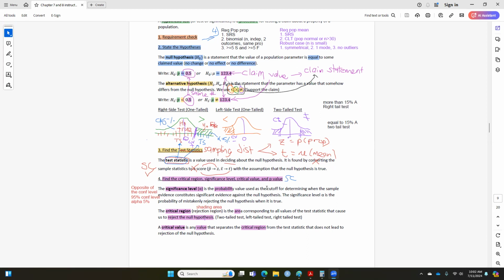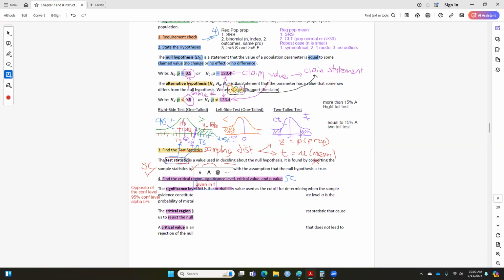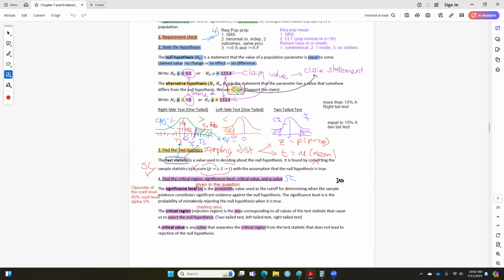Usually the significance level is what we call the confidence level. You do not need to find it. Usually the significance level alpha is given in the question. Critical region is just an area, so this one you also do not need to find. Usually that's the shaded region that you see every time you draw the left tail or right tail. The shaded region is what we call the critical region or rejection region.